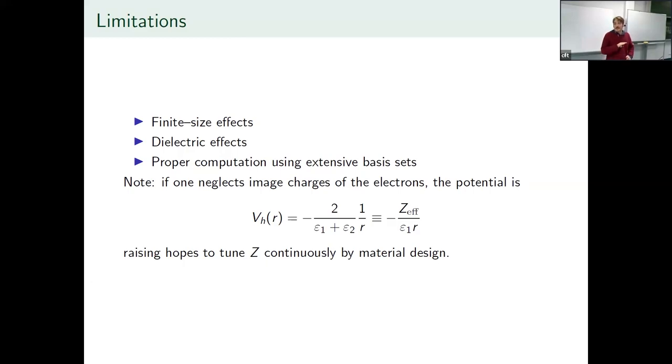However, if I just do the following thing, that I have just the boundary, okay, one dielectric, other dielectric, and a hole sits on the boundary. This is something that actually can be solved. And it looks quite interesting because the potential in this case is like 1/r, and in front you get the inverse of the mean value of the dielectric coefficients of the two. So it means that if you neglect the image charges of the electrons and just look at the potential that the hole generates, then it looks a bit promising, because by changing these two numbers, or actually one of them, you can have effectively a critical Z, which is a coupling that you can tune continuously only by changing the materials, okay? So this simple calculation somehow raises hope that this is possible.